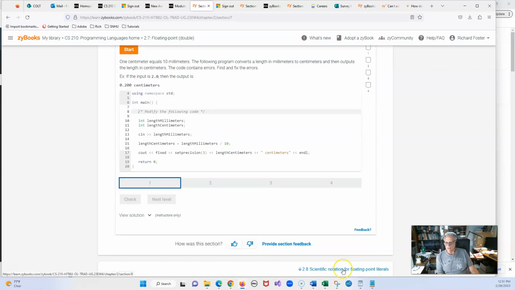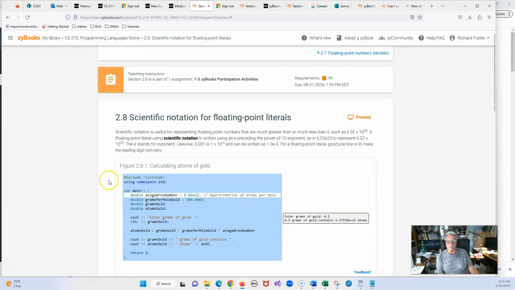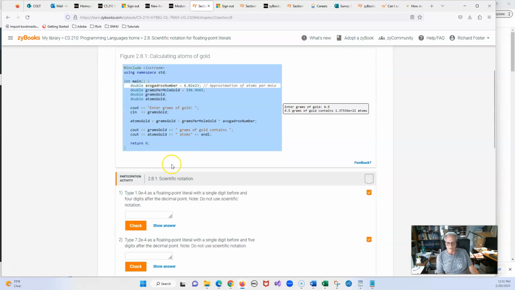So now we're going to have scientific notation. So I'm going to show you a few tricks. And I'm going to make a few mistakes on the one with the 7.2 to show you how you fix it.